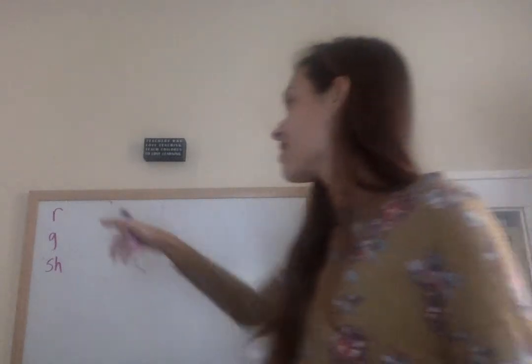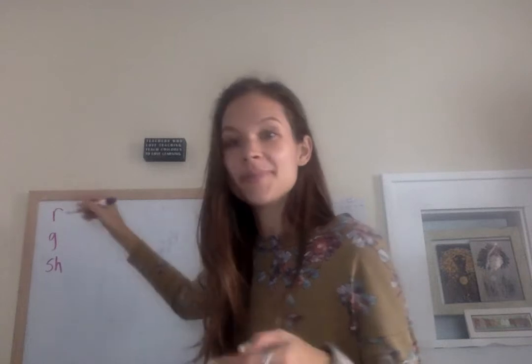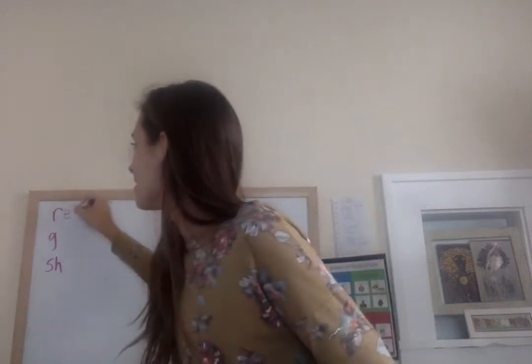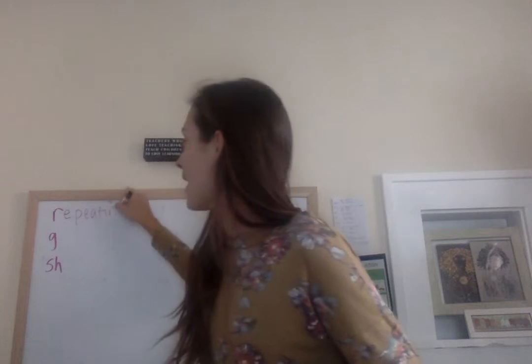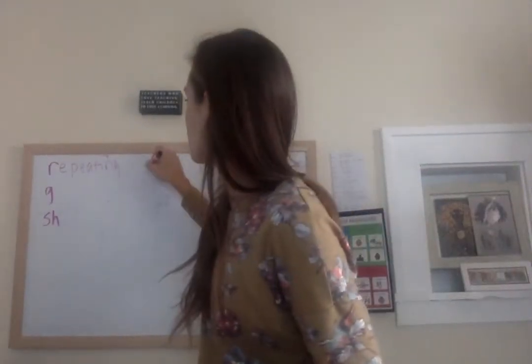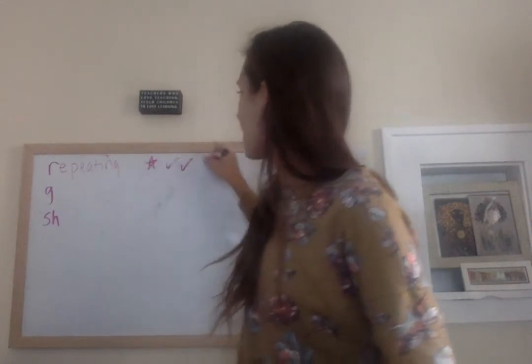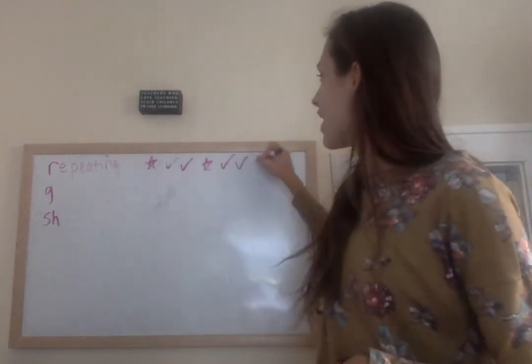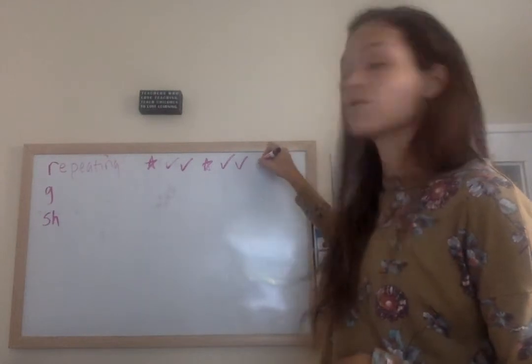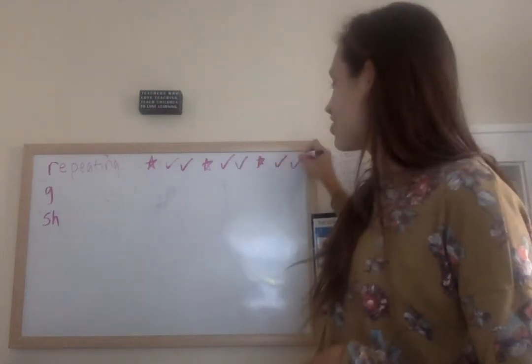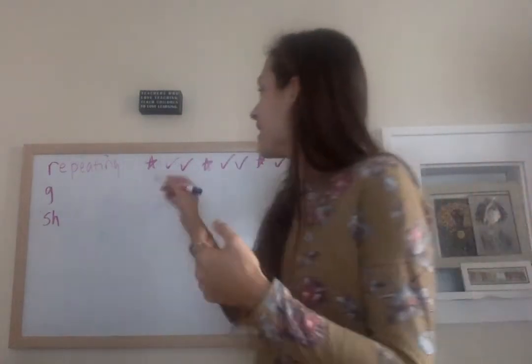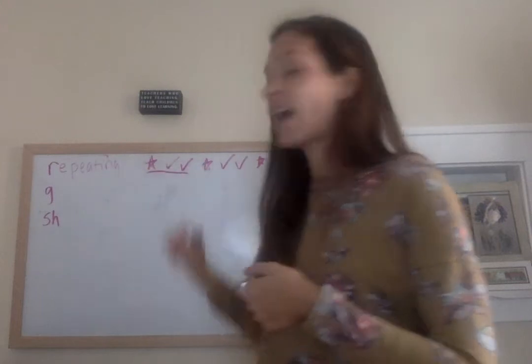We have been learning about three different types of patterns. One of those patterns starts with an R. Can you think of what it's called? Repeating. So we have repeating patterns, and a repeating pattern could look something like this. It could be star, check, check, star, check, check. What would come next? Star, check, check, right? It's the same sequence that's repeating over and over again. In this case, it would be star, check, check.